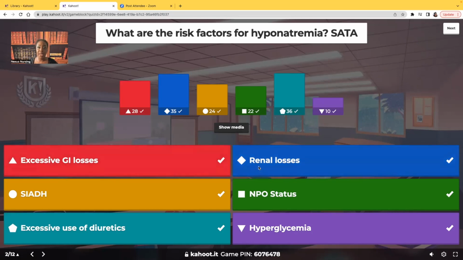Renal losses. Well, how? If the patient's urinating a lot, let's say a patient's on diuretics, they're losing a lot of their fluids through the urine. Guess what's coming out with the fluids? Sodium. That can cause hyponatremia.